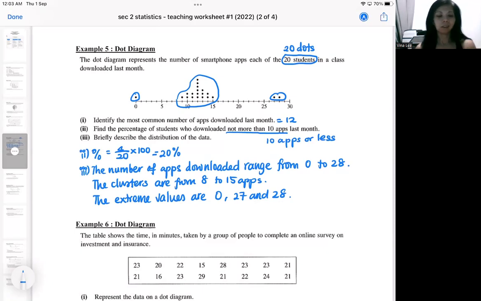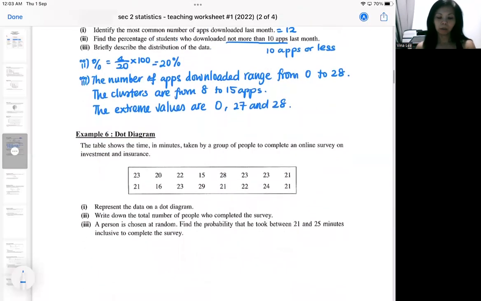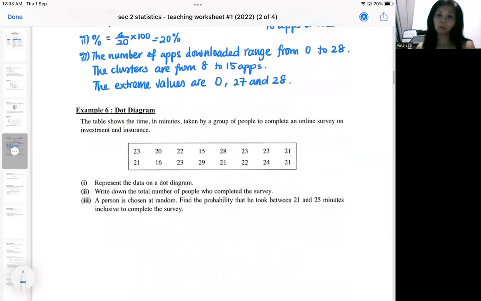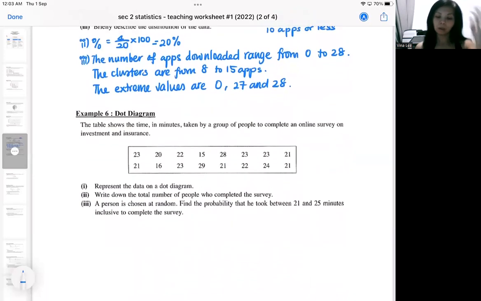Okay, so this is the interpretation of dot diagram. Another way will be they will give you a sample, then you're supposed to draw out a dot diagram. So this one needs some skills. You need to observe the data.